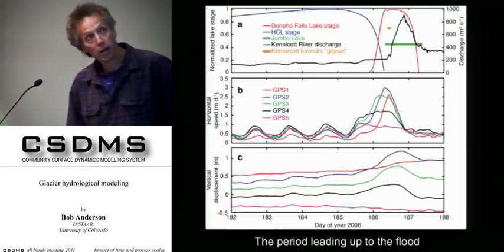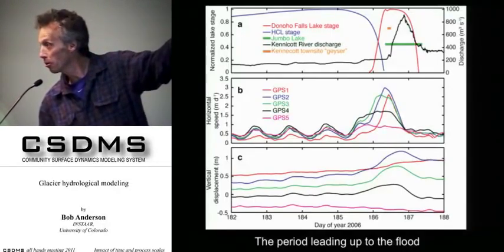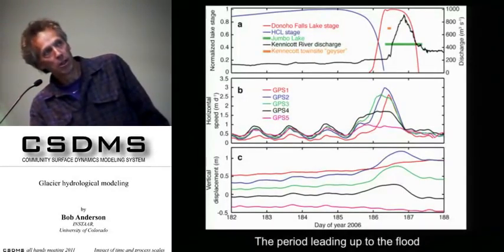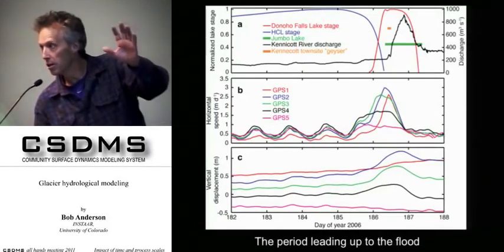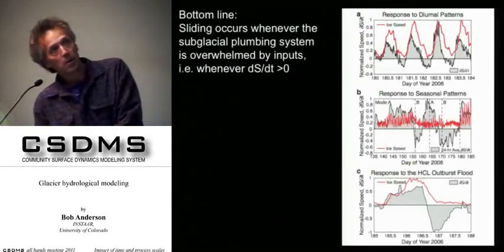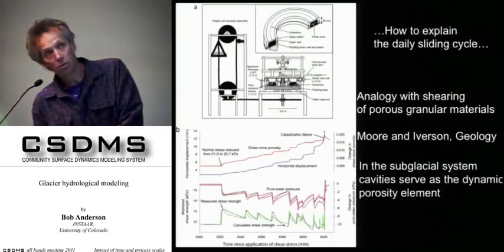Okay, so that kind of data can be used. This is the kind of thing you publish in JGR. You don't publish the animation, unfortunately. But we could see, for example, here's just a few days before and then the flood itself. You can see the down glacier translation of the speed up as the water moves its way down the glacier. So we basically find that in both daily and annual and seasonal timescales, you see sliding when there's a greater input of water into the system than output of water in the system.